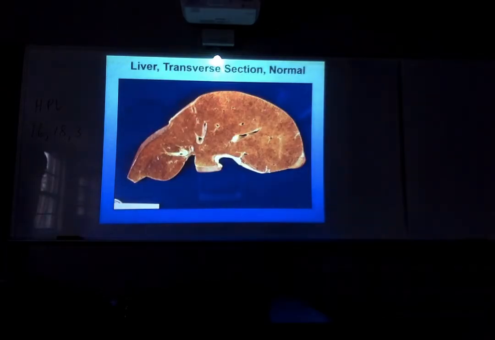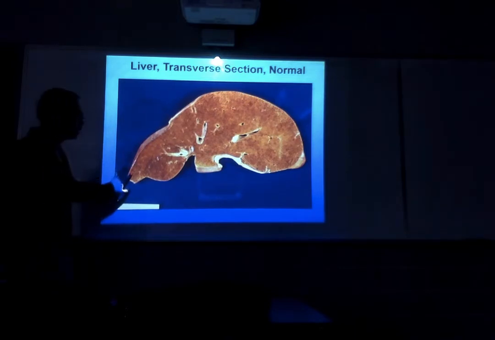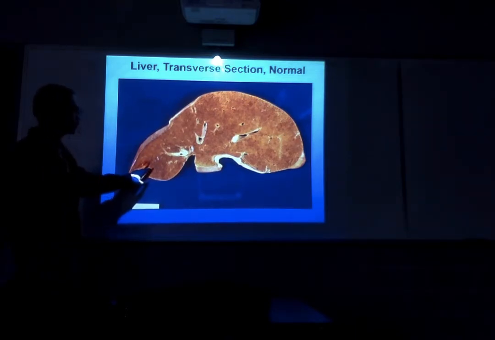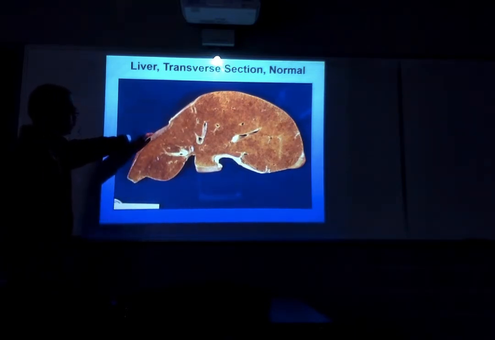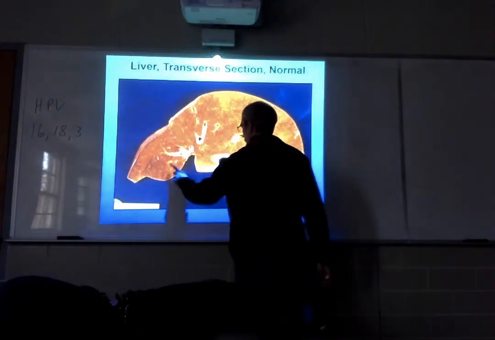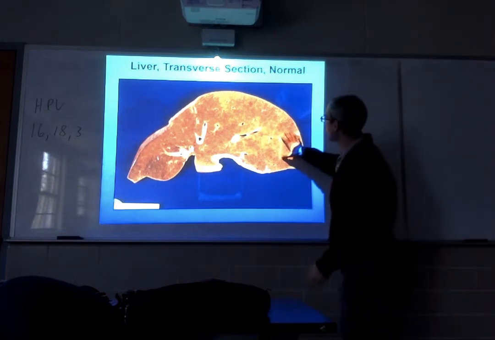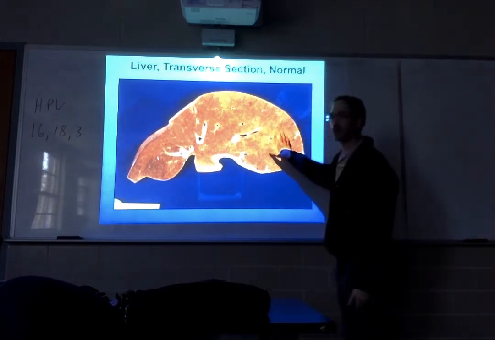Let's first take a look at normal liver. Okay, here's a normal liver. It's cut transversely. You can see, looking down the cut surface of the liver, there's the capsule of the liver right there. Okay, looks like you've got right lobe, caudate lobe, left lobe there. This is normal liver. Got this nice kind of tan orange color to it.